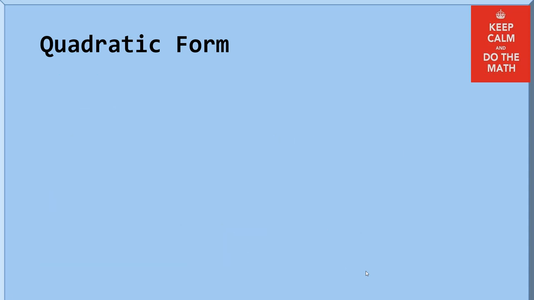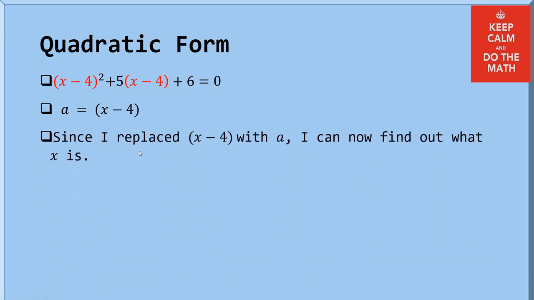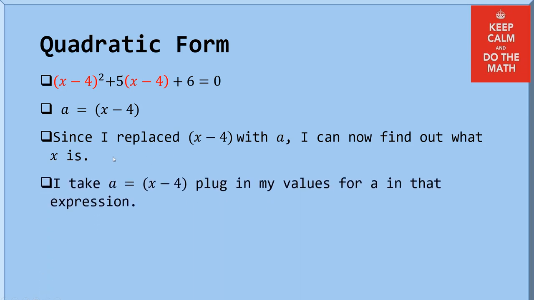So now I'm going to take that equation. Again, I had substituted x minus 4 with a. So now I'm going to go backwards to find out what x is. So the expression a equals x minus 4. I'm going to plug in my values that I just solved for a into that expression.